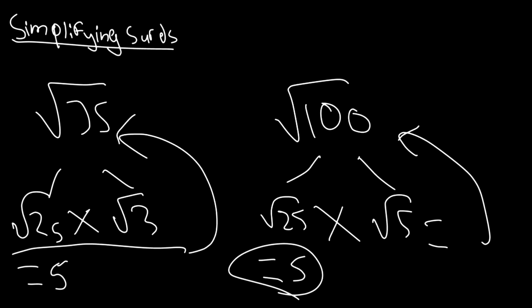So root 75 over here. We know that 25 times 3 gives you 75. So root 25 times root 3 gives you root 75. After you do that, you turn the root of the square number into the whole number.